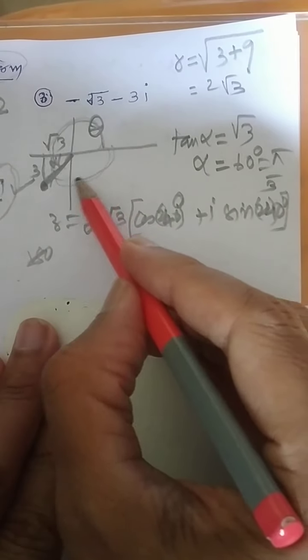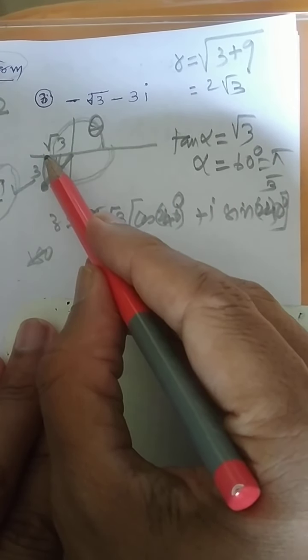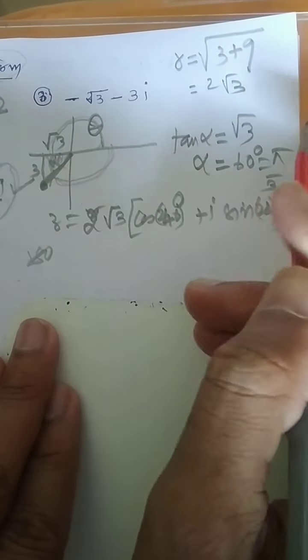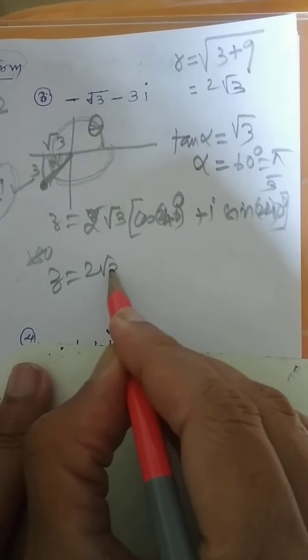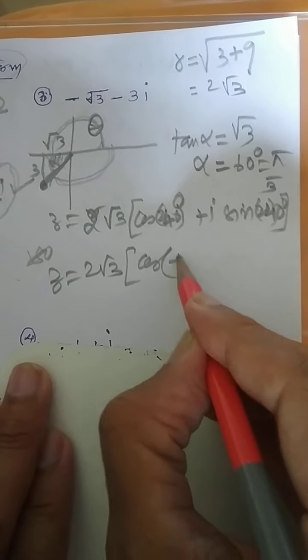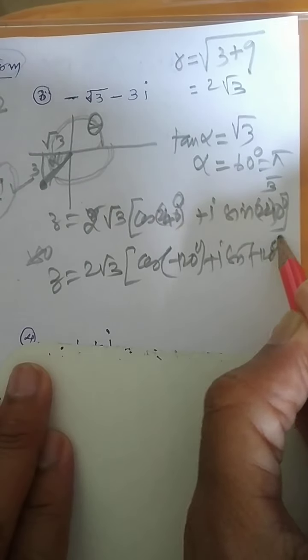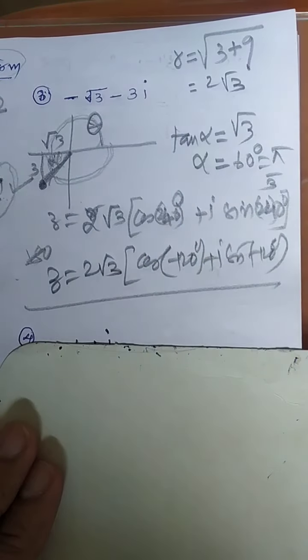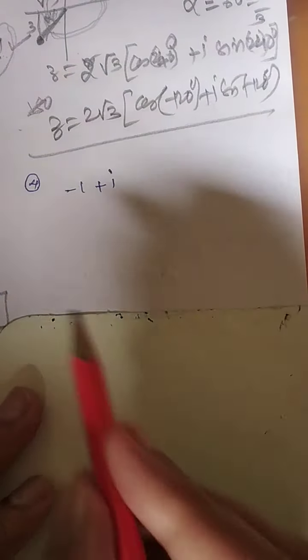If you are following the other method, from here to here it will be how much? 180. What is the value of alpha? Alpha is pi by 3. So it will be 120 in the negative direction. So you can write it either way: cos of minus 120 plus i sin of minus 120. So positive and negative angles are the new things you have to keep in mind. And one last question.